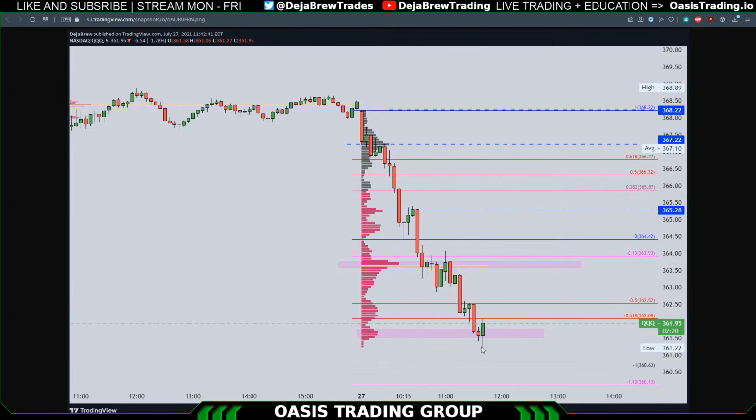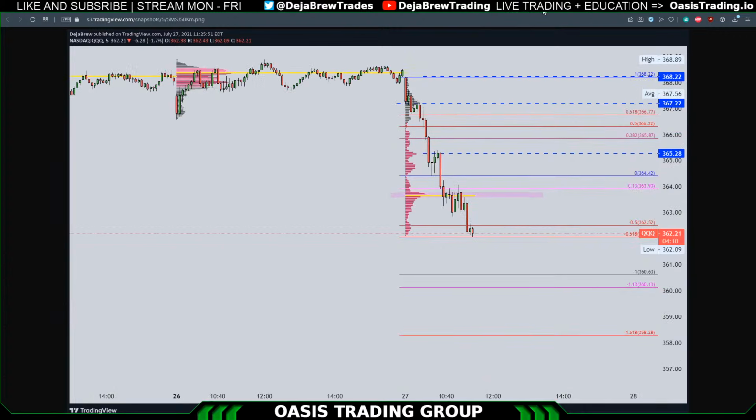So we tried to push below these targets. It actually acted as a single print support, and then it pushed us up. So now once we pushed back above that node, this node becomes support. All right? Let's move on and see how it reacts.